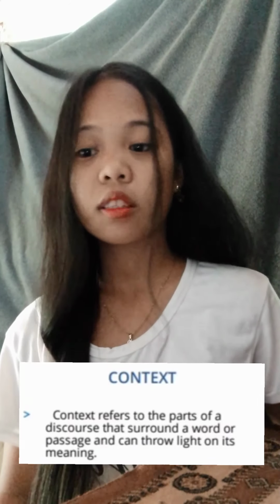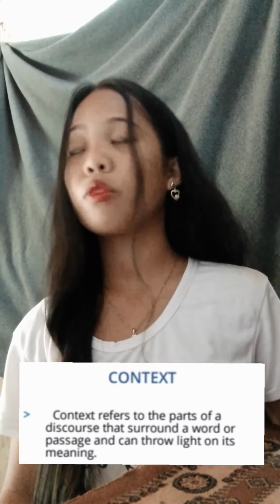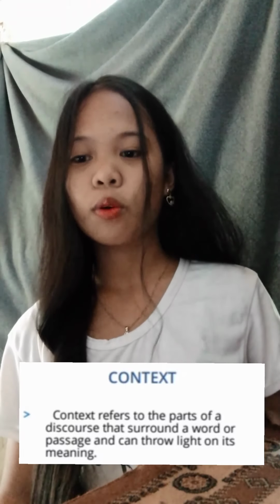Before we tackle the two types of criticism, I first want to differentiate context from content. Context refers to the parts of a discourse that surround a word or passage and can throw light on its meaning. Context is the events, circumstances, or background that help us to interpret a piece of work. It simply means the physical characteristics.